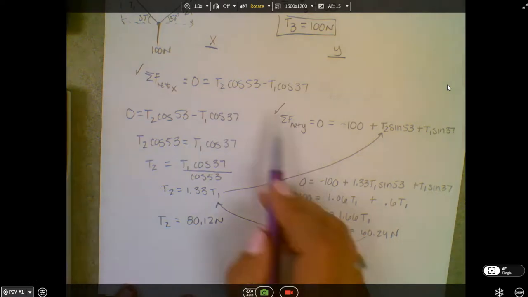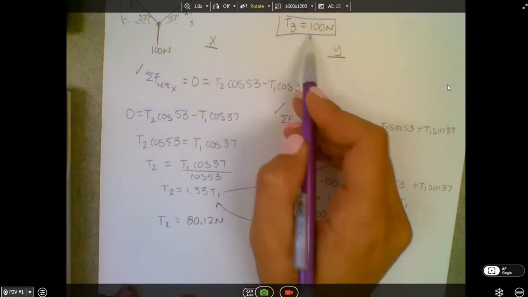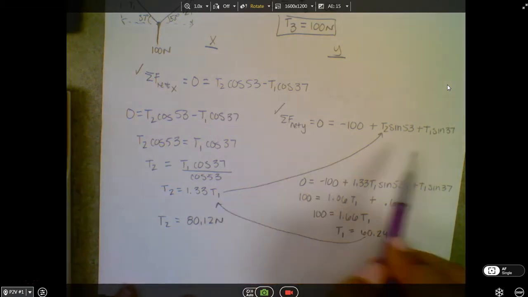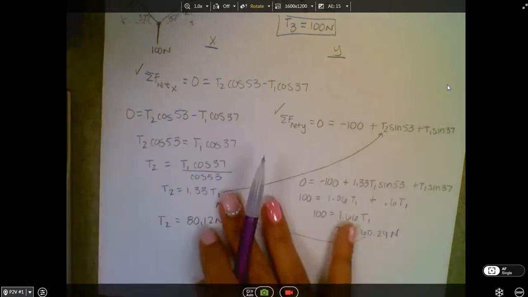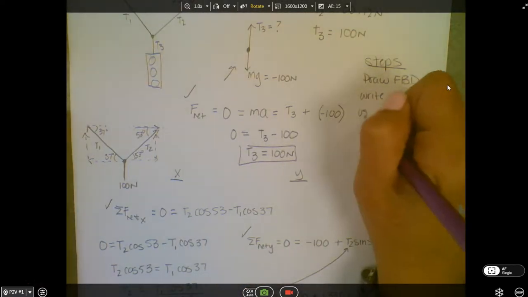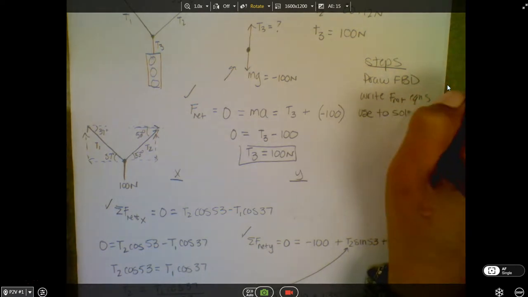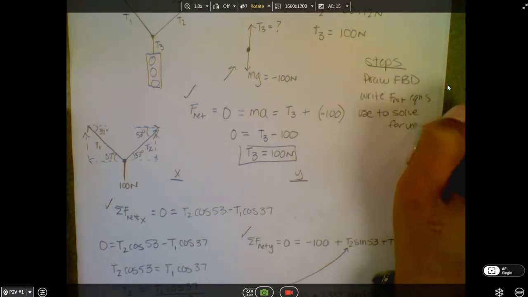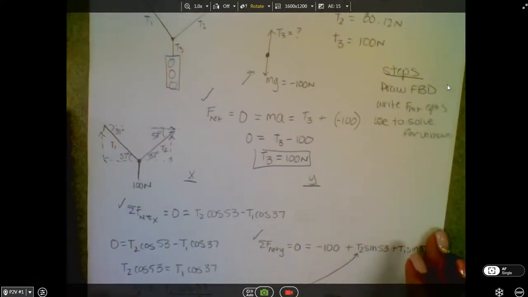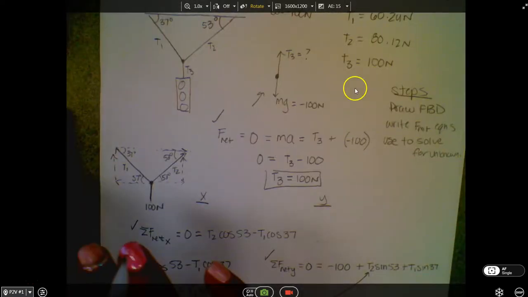And once you have those three equations, at least these two, this first one we could solve right away, but these two, once you have those, you're basically just doing math now, right? Because now you just have two variables, two unknowns. So the physics ends right about there. So you write your FNet equations and then use them to solve for unknowns. Okay, so let's go ahead and move on to the next example.